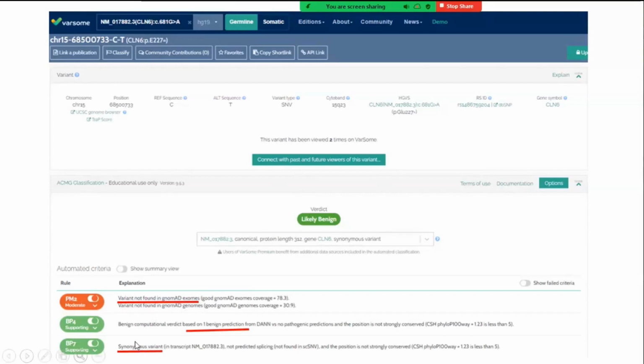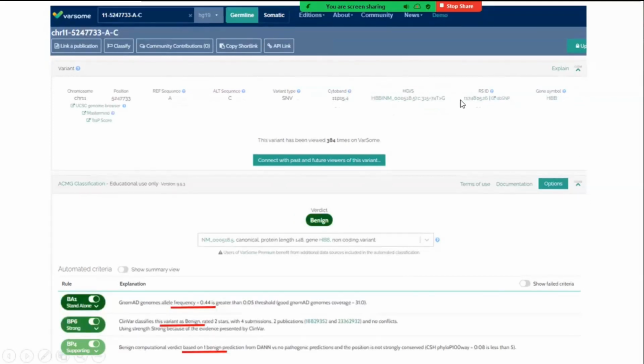Although it is synonymous and predicted benign, it is not present in the normal population. So we are not sure about its benignness, so we are keeping it as likely benign. Whereas a variant like this is classified as benign because it is very common in the normal population and predicted benign by computational software. No doubt, now this is benign.